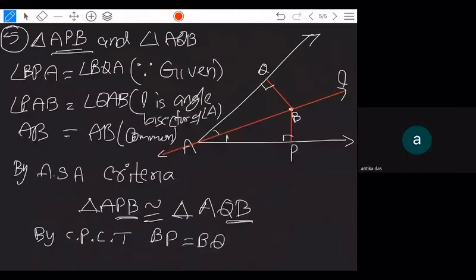Now the next question is, B is equidistant from the arms of angle A. Sir, can we write the congruency as by AAS congruence rule? Yes, here you can write AAS also.